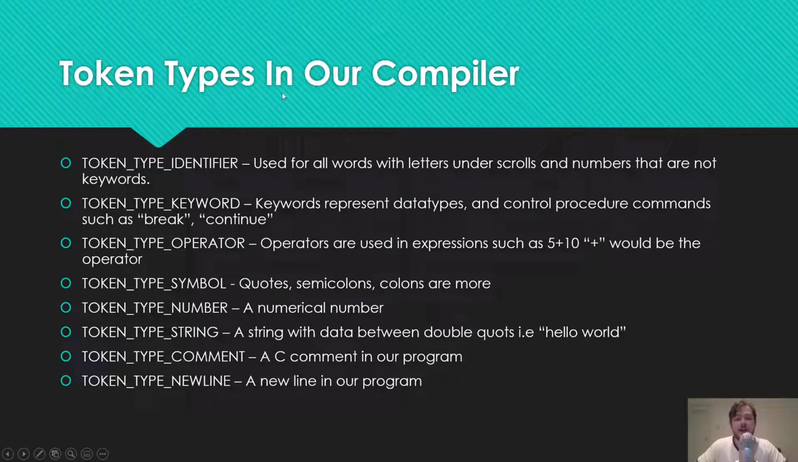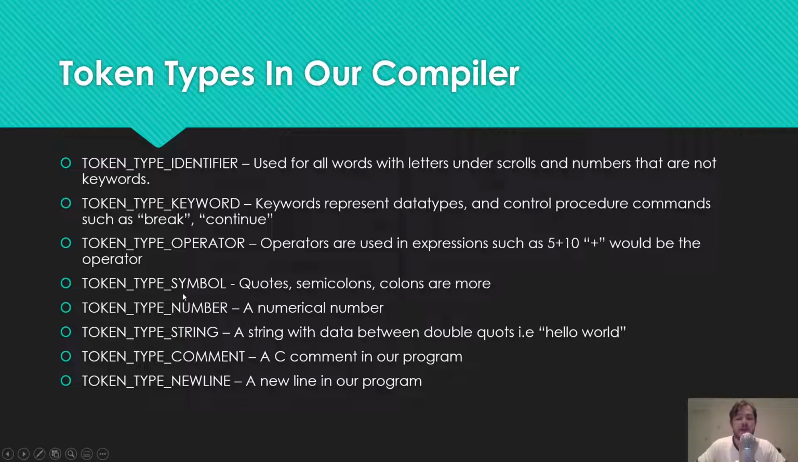So here are the token types in our compiler. We have a token type of identifier. This is used for all words with letters, underscores, and numbers that are not keywords. Keywords represent data types, so you can think of float, double, integer, long, and control procedure commands such as break, continue, return, and so on. Those are keywords in our compiler. Operators are kind of self-explanatory: 5 plus 10, so plus is the operator.